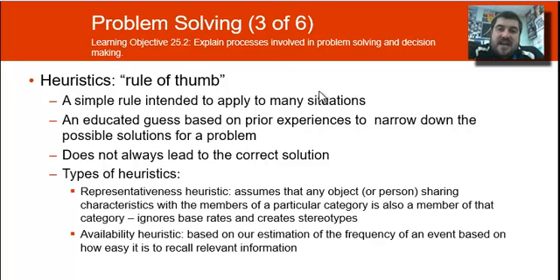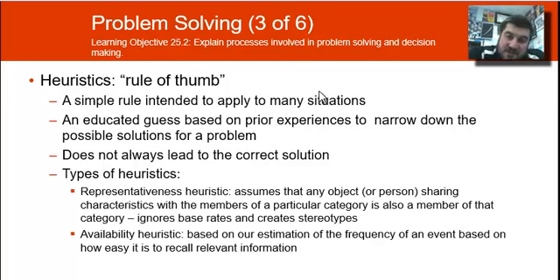Heuristics are a step down from algorithms because they're just a rule of thumb. It's a simple rule you can apply to many different situations, and it'll probably get you the solution to the problem, but maybe not always the correct one. We're going to talk about types of heuristics.